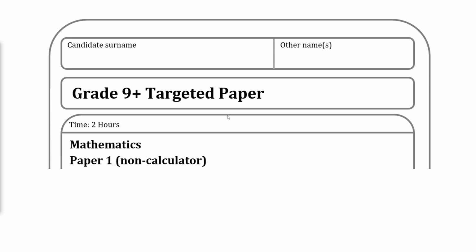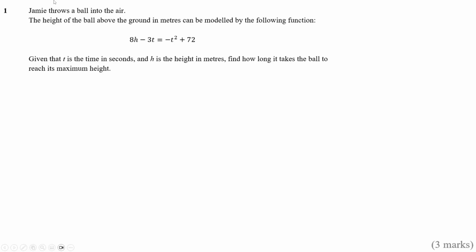Anyways, so Jamie throws a ball into the air, and it's modeled by this function, and then we want to find how long it takes the ball to reach its maximum height. Now, if you think about this, how could you even do this? First of all, let's just rearrange for something. I've picked the height, okay? And the reason why is because this is a quadratic, and it's got an upside down parabola, because it's a minus something squared, so it looks like this.